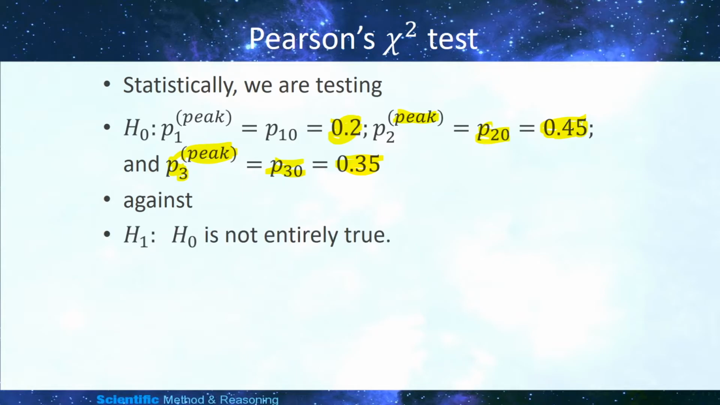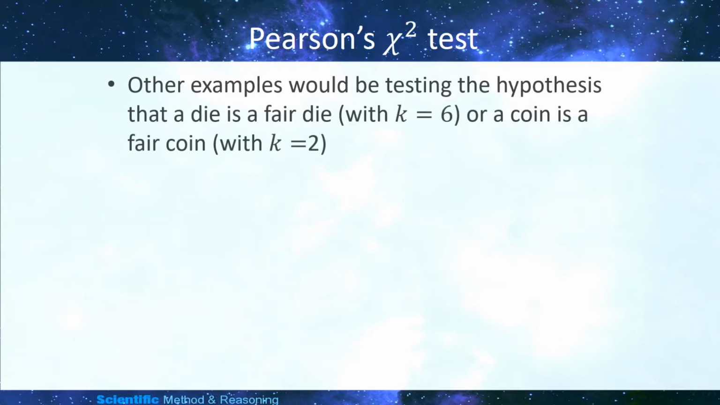Then we have the alternative hypothesis, and we now have a very simple alternative. We simply state that the null hypothesis is not entirely true. It could be the case that P1 equals 0.2, but P2 does not equal 0.45 and P3 does not equal 0.35. But it is a very complicated scenario, so we simply state that the null hypothesis is not entirely true. Other common examples of the one-way classification problem would be testing for the hypothesis that a die is a fair die with k equals 6, or a coin is a fair coin with k equals 2.